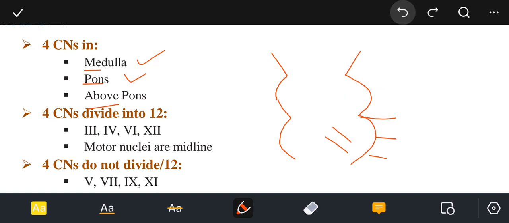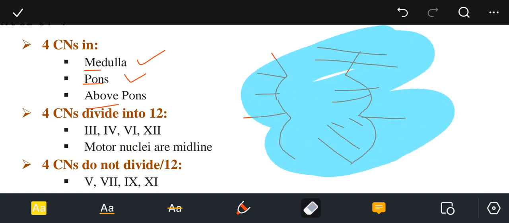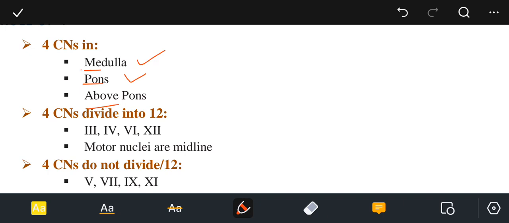Actually, the sides were problematic. So cranial nerve 12 is over here, and cranial nerves 11, 10, and 9 are like this. The pons contains cranial nerves 5, 6, 7, 8, and then cranial nerves 3 and 4 are present in the midbrain, and cranial nerves 1 and 2 are not present in the brainstem, but they are present above the pons. So this is the rule of four, which indicates that 4 cranial nerves are coming out of the medulla, 4 from the pons, and 4 above the pons.